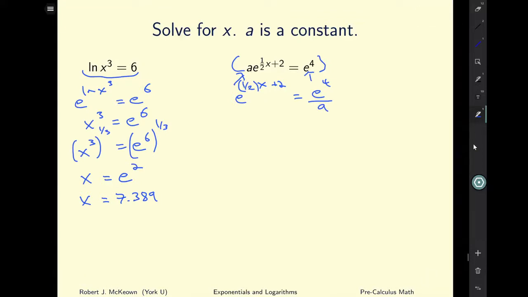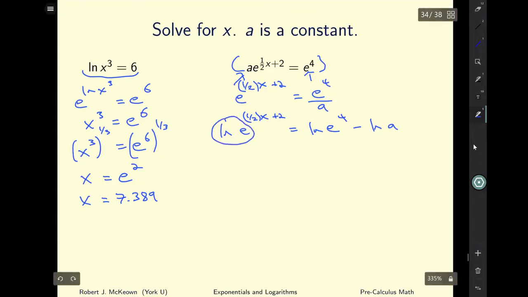And now we'll take the natural logarithm of both sides of the expression. So we've got natural log of e to the 1/2 x plus 2 is equal to the log of e to the 4. I could even go minus log of a. So we're doing two steps at once. And we've got a function and its inverse. So the exponent, what's left is just going to come down. So we've got 1/2 x plus 2 is equal to log of e to the 4 minus log a.